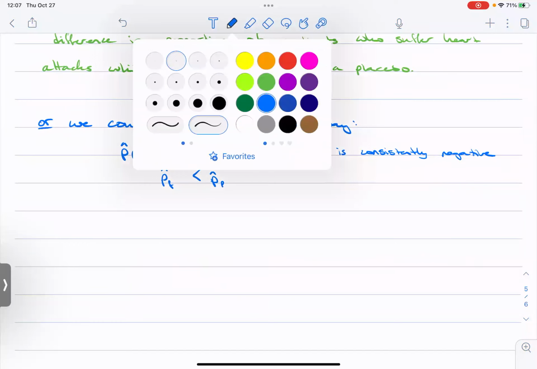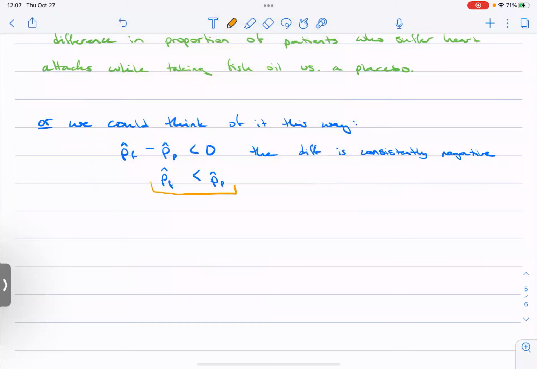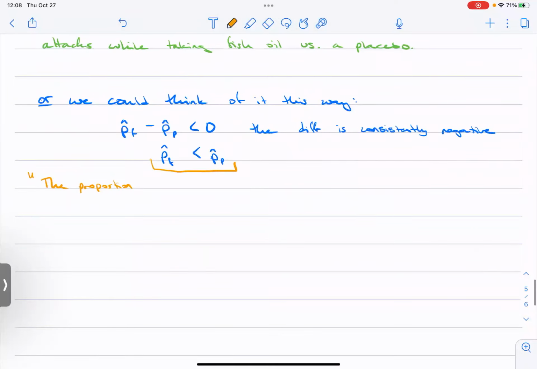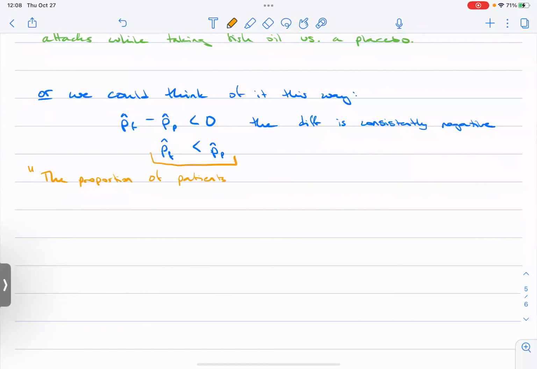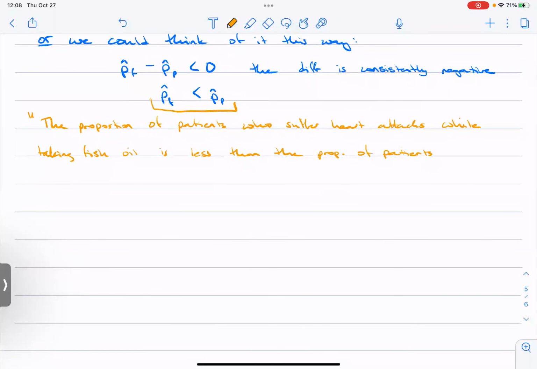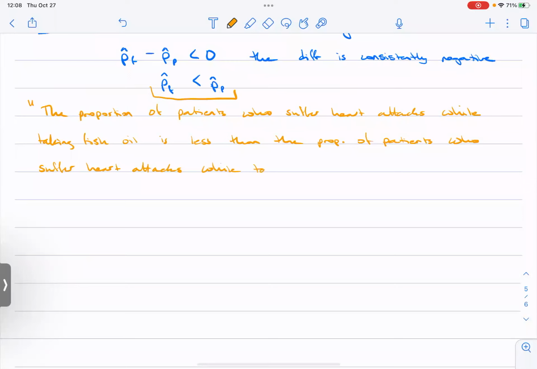Right, so if I'm going to reword this, this says the proportion of patients who suffer heart attacks while taking fish oil is less than the proportion of patients who suffer heart attacks while taking a placebo. Okay.